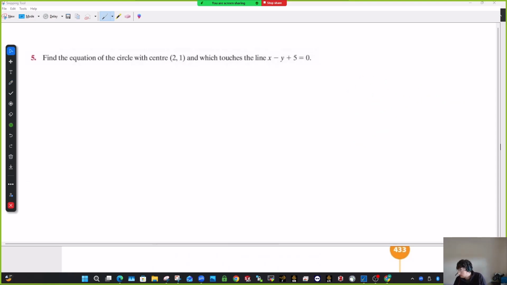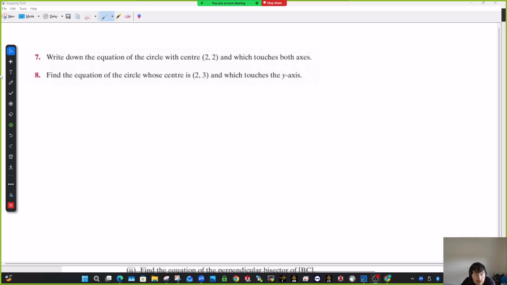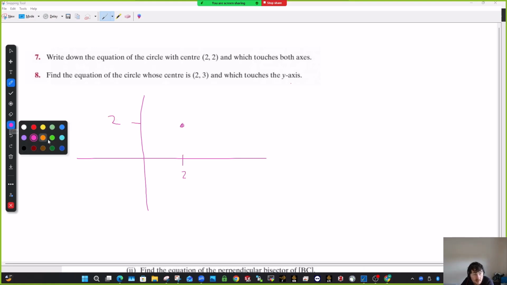I'll find another one. Yeah, 7 and 8 here are very important. They love emphasizing this, where you have circles that touch one of the axes or both of them. So we're just going to do 7 here. You can pause the video and give 7 a go if you want. What they're saying is the circle has center 2, 2, and it touches both axes. So that means its sketch looks something like this.